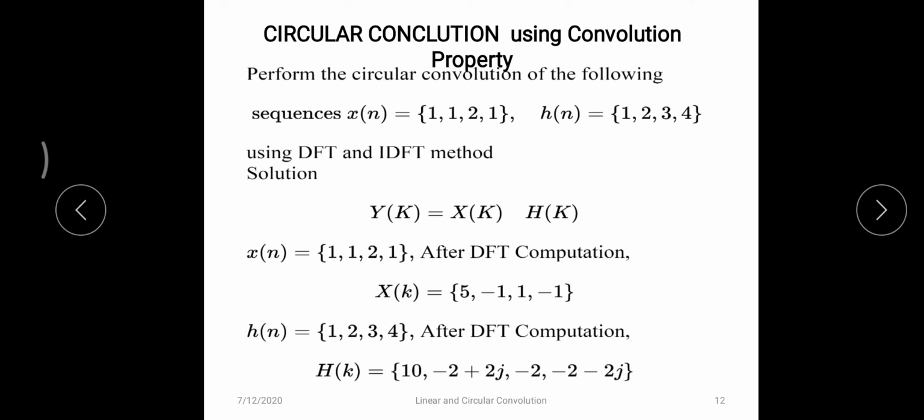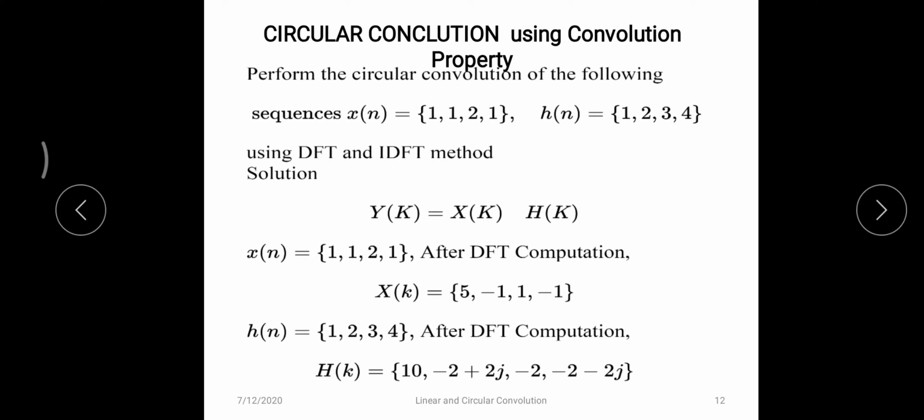Okay, let us consider x of n is equal to 1, 1, 2, 1. We should take the DFT for this sequence x of n. To take the DFT for this sequence, either the student can follow direct computation of DFT or an FFT algorithm like the DIT algorithm or DIF algorithm. It is up to the student's choice. Okay, they can go with direct computation or any FFT algorithm. If I take the DFT for the sequence, the resultant will be x of k is equal to 5, minus 1, 1 and minus 1. Okay, similarly compute the DFT for h of n also. The h of n is equal to 1, 2, 3, 4.